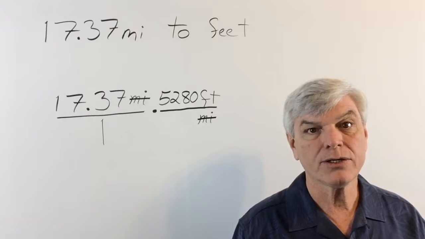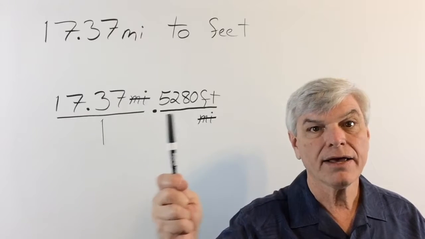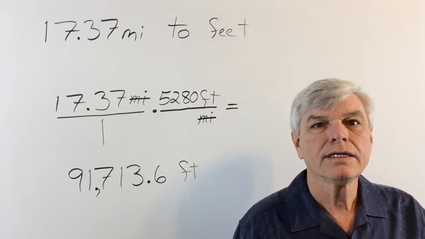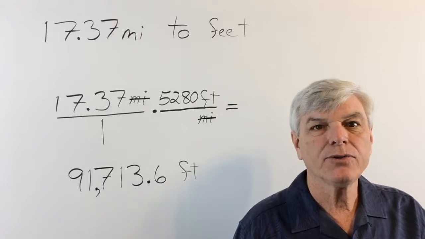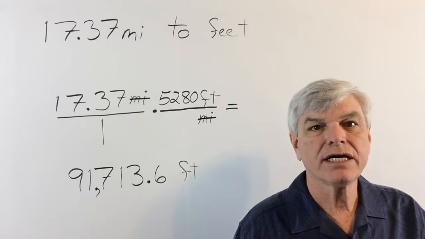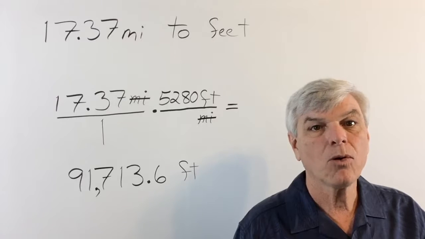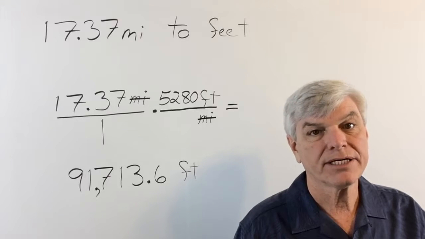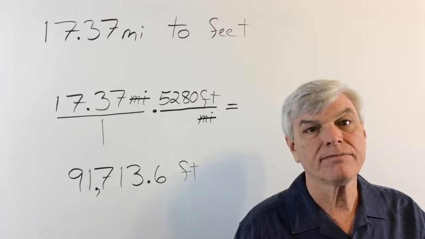Now all I need to do is to multiply these two numbers. And when you multiply that out, you will get 91,713.6 feet. Make sure you put a comma after the 91.